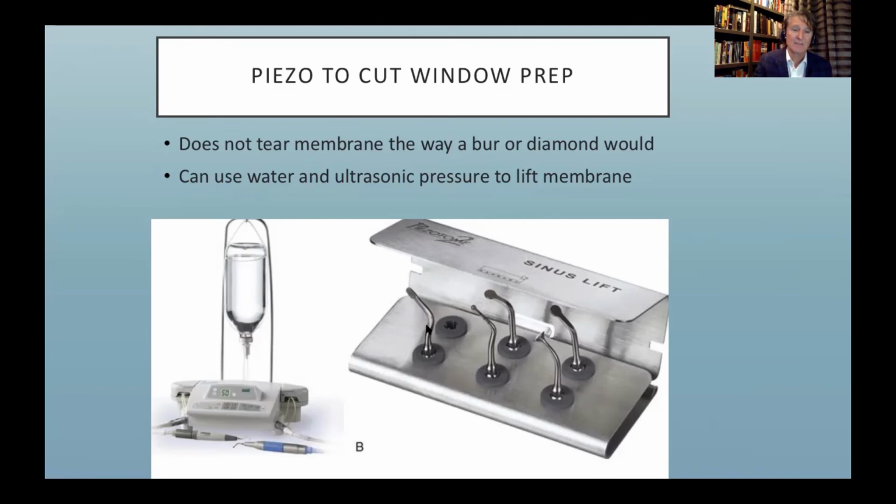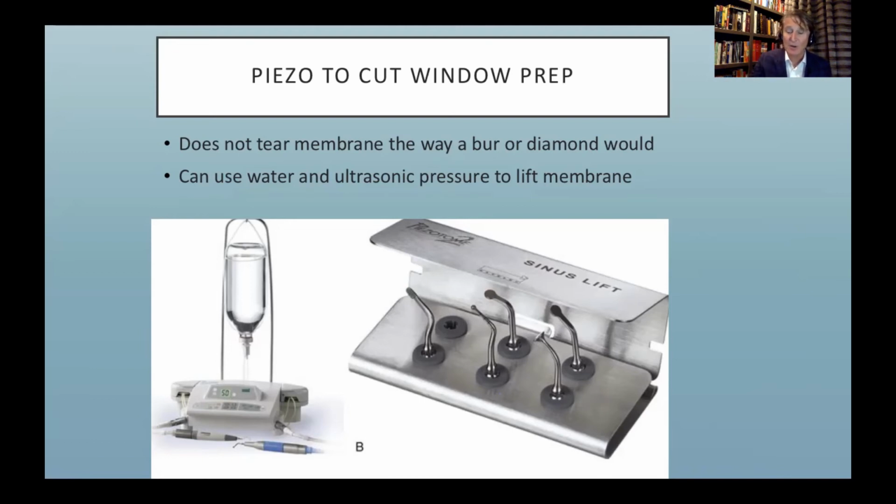So now we have these devices called piezos. They're ultrasonics, and what they do is they have a diamond that works at a very high speed, and it can cut bone, but it won't cut soft tissue. So we can literally go right up to the membrane, push against it, and not get a tear. This has made a huge difference in rate of tear.